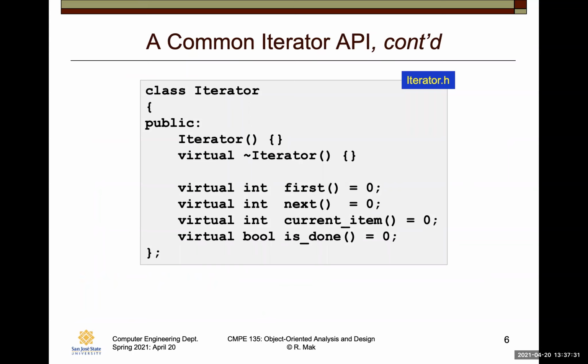All right, so let's take a look at how we would implement an iterator using the iterator design pattern. So here's the superclass called iterator, and you can see that it has first, next, current item, and is done, just as I showed you earlier. And each one of them is a pure virtual function. In other words, each one of these is an abstract function, which means that we have to have iterator subclasses that actually implement these functions. So let's take a look at one of them.